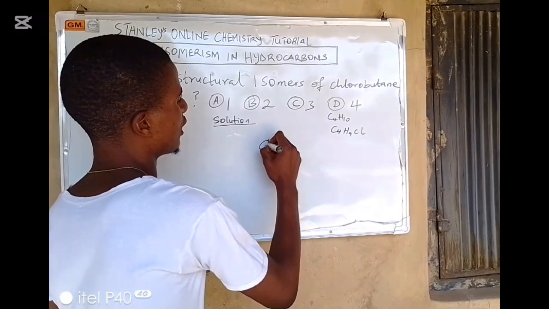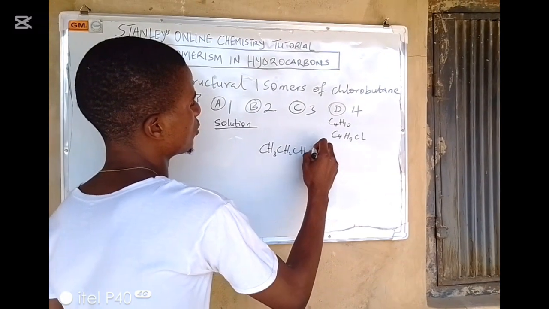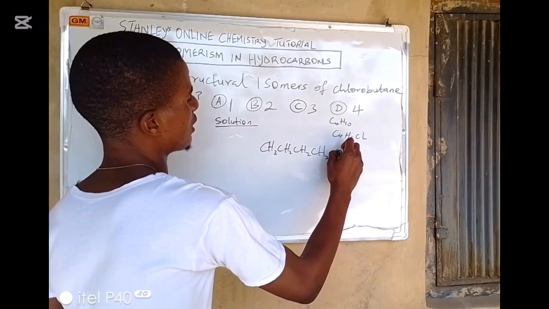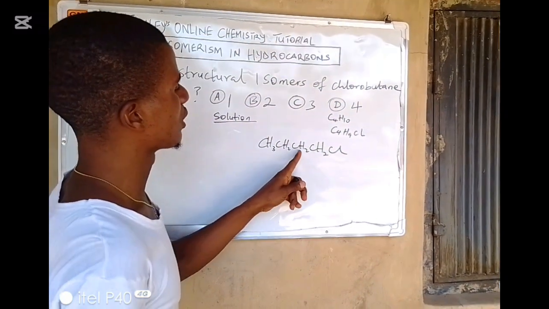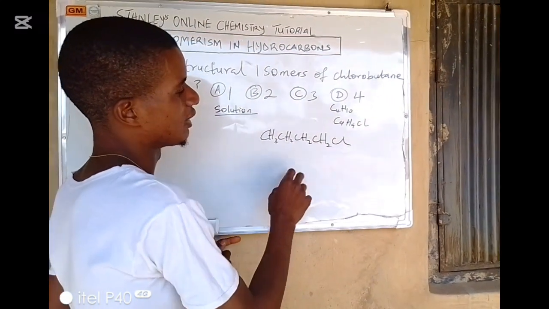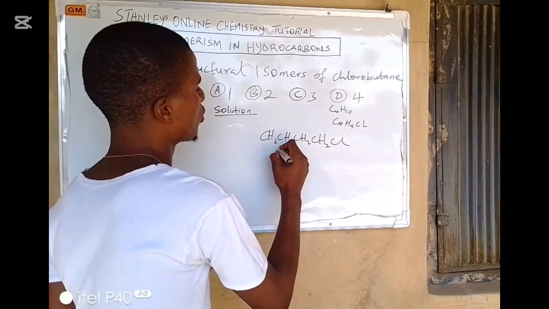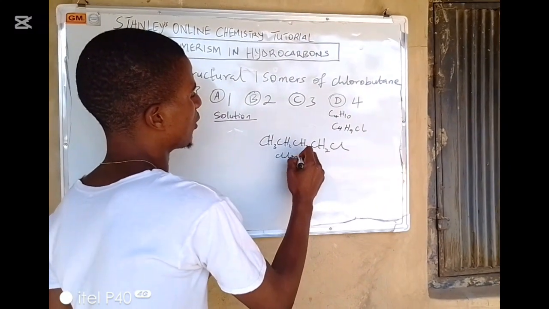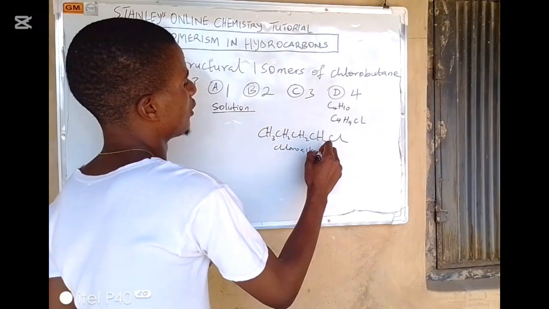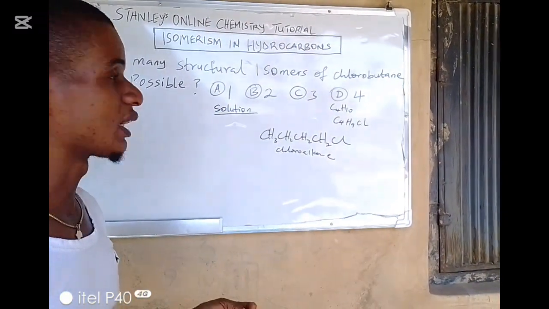Now if this is a haloalkane, CH3, CH2, CH2, now CH2Cl. This has 1, 2, 3, 4 carbons. Then hydrogen 2, 4, 6, 9. Then Cl. Look at it here. So this is a chloroalkane. Now this is one of the isomers, the chloroalkane. Now what other one can we get?